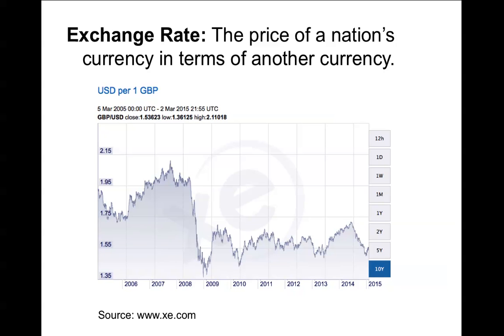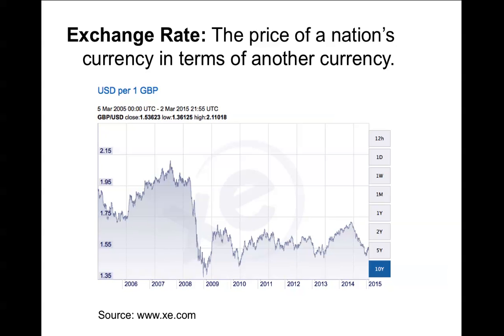This is an A2 economics lesson on the topic of exchange rates. We'll start with the definition. An exchange rate is the price of a nation's currency in terms of another currency. And it's best illustrated by looking at this graph. All that this graph shows is how many US dollars you can buy with 1 pound.